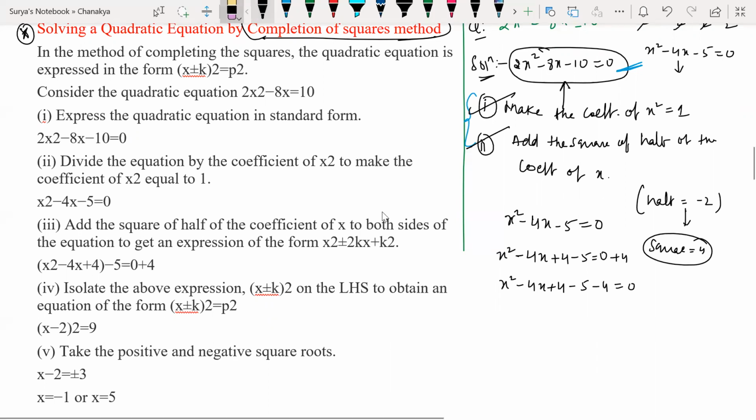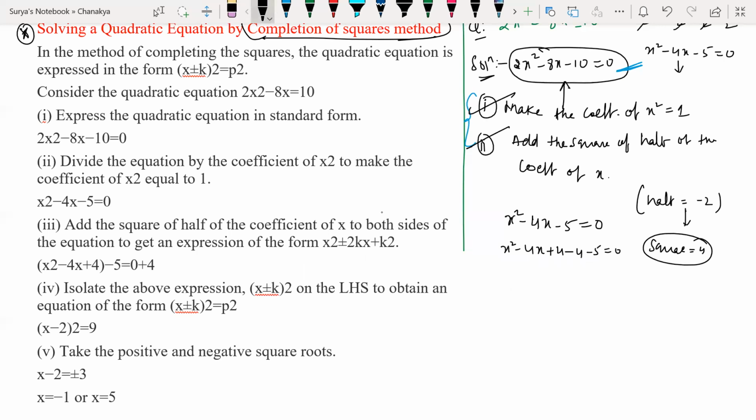Sir, I don't want to add on both sides. Let us make one simple thing: adding and subtracting half of the square. Adding and subtracting, can I say? Adding 4, subtracting 4. -5 is as it is here. Simple. Understood my point?